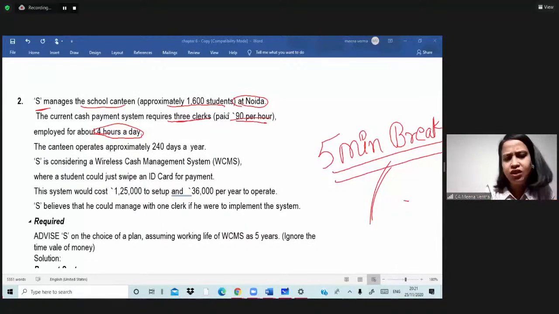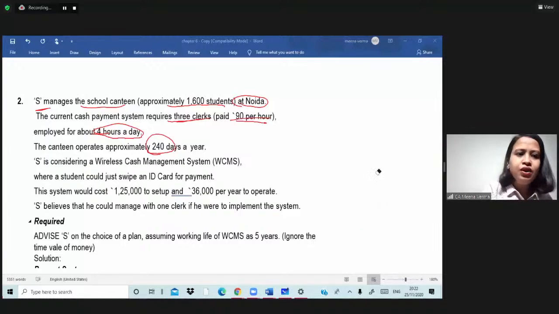And there are approximately 16 students who will come to this canteen. Now next, the canteen operates approximately 240 days a year. So this canteen operates for 240 days in a year, not 365 days. Now the next point.